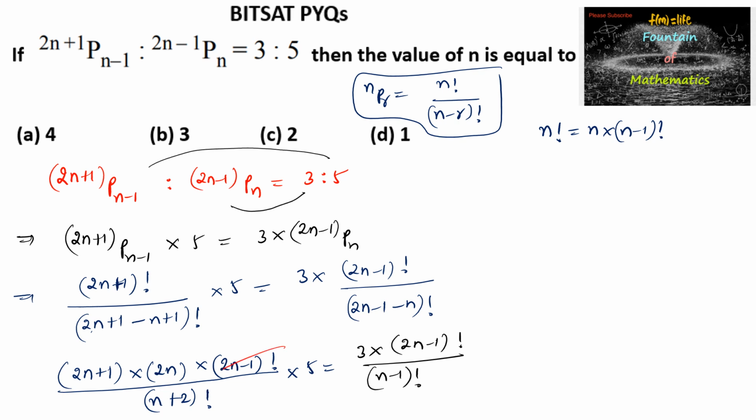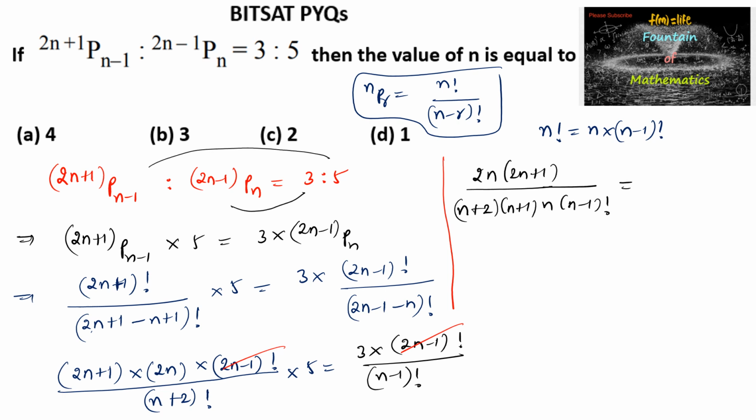So here we may cancel (2n-1) factorial on both the sides, and simplifying we can write (2n+1) into 2n. So let us write 2n into (2n+1), and again in the denominator (n+2) factorial and (n-1) factorial. n+2 is greater than n-1, so we can write here (n+2) into (n+1) into n into (n-1) factorial, which is into 5, which is equal to 3 upon (n-1) factorial.